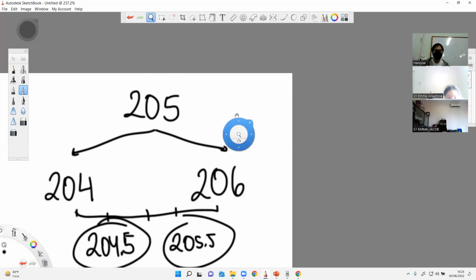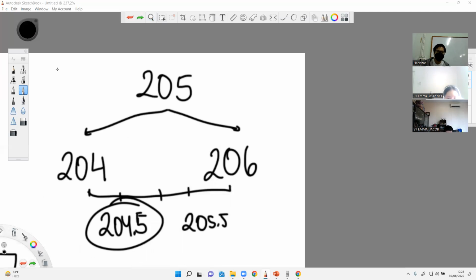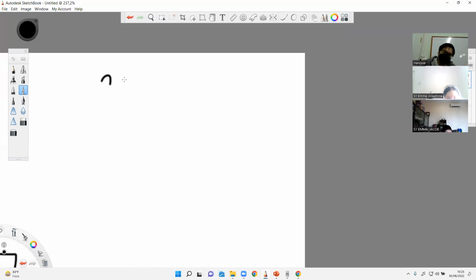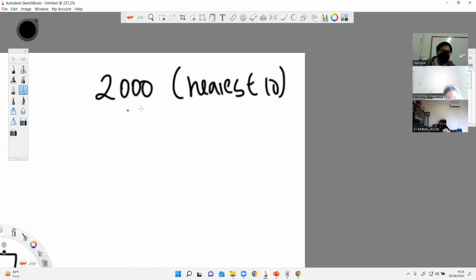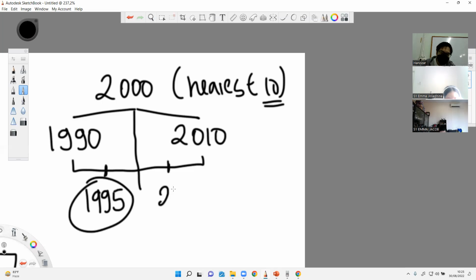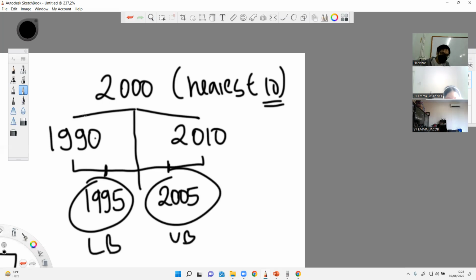I will give you the easiest way to do. Look at this properly. 2000 to the nearest 10. So located in between 1990 and 2010. What is the lower bound? 1995 and 2005. This is the lower bound and upper bound. You cannot directly say this as the lower bound. Totally wrong. Do you understand so far?